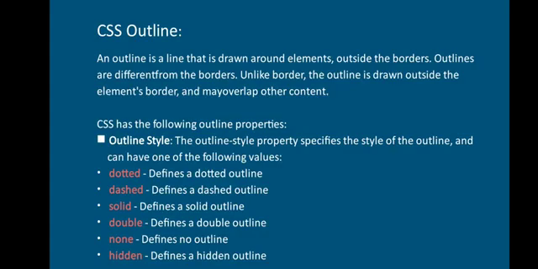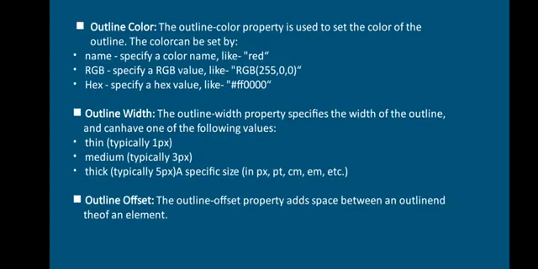CSS outline. All of you know the border property. The border property displays a border around the element. Outline and border are different. Outline is placed outside the border. Here are the few properties which we can apply for outlines: outline style, outline color, outline width, and outline offset.